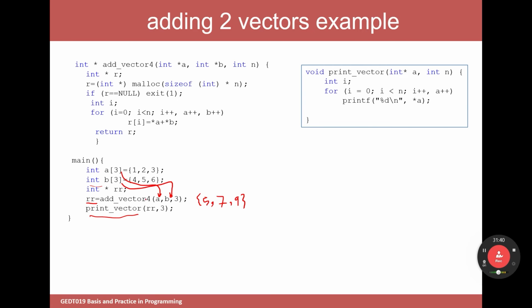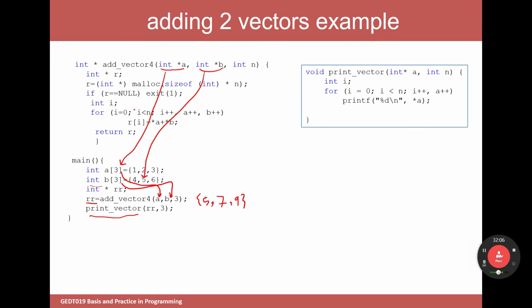So here I'm sending two arrays: the first array address, the second array address. So this is the address of the first array, this is the address of the second array. Those will go to add vector. The first address will go to this pointer, the second address will go to this pointer. That means those two pointers are now pointing: this pointer is now pointing to this one, and this pointer is now pointing to this one.